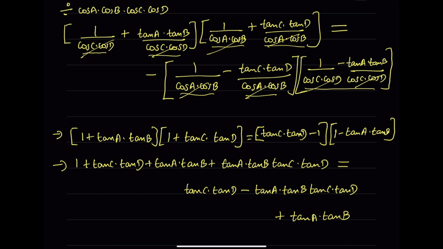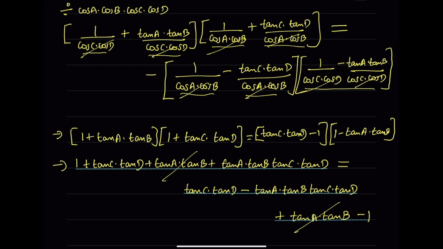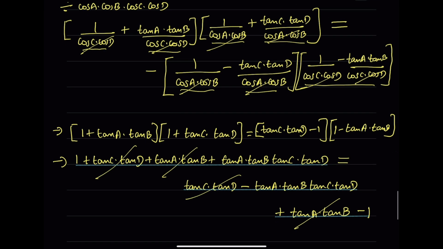Okay, now there is minus 1 also. Okay, now let's see what can be cancelled out. So we have tan A tan B on both the sides, and we also have tan C tan D on both the sides.